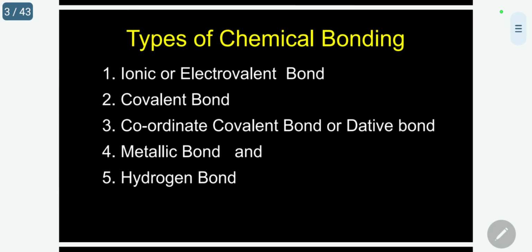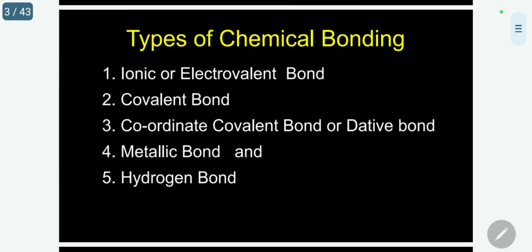Before entering into that, in this particular chapter, what are the topics we have to study under this? Number 1, ionic or electrovalent bond. What is ionic or electrovalent bond? In this case, we have to discuss the lattice energy, etc. Number 2, covalent bond, the second type, mutual sharing. Here various theories we have to study.